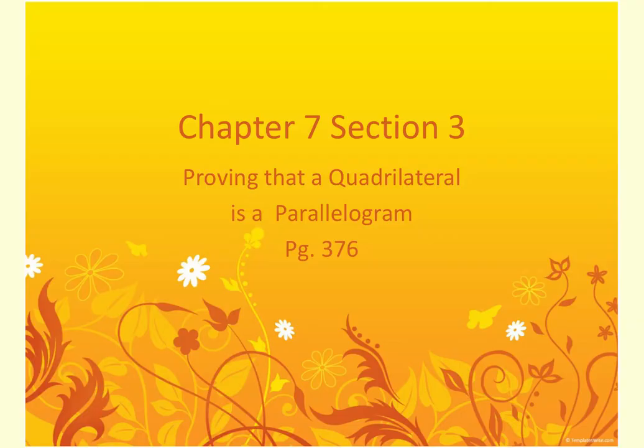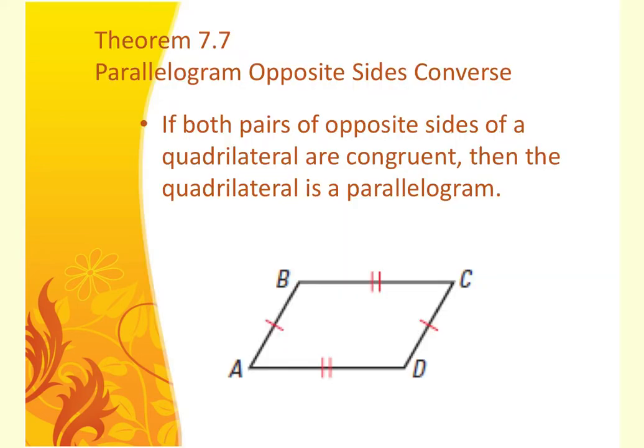Questions? Easy. All right, so 7.3 is proving that a quadrilateral is a parallelogram. So all the things that we know about parallelograms that make it a parallelogram are what's going to now flip-flop it and take us from quadrilateral to parallelogram. The first is if both pairs of opposite sides are congruent, then the quadrilateral is a parallelogram. So we basically just came up with the converse to the theorem we learned yesterday.